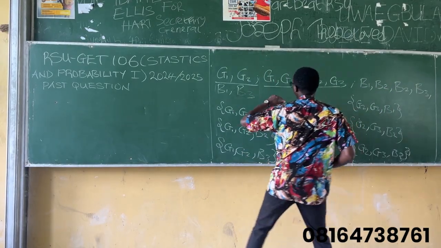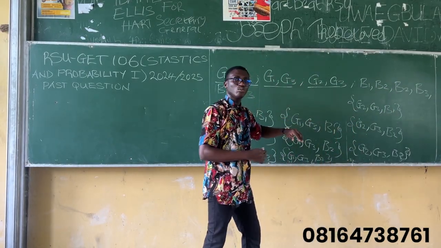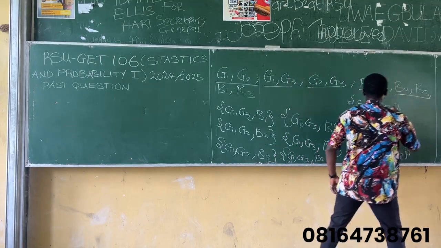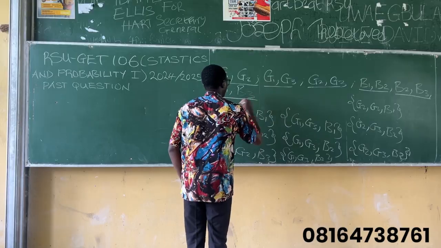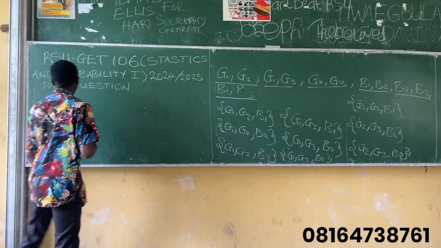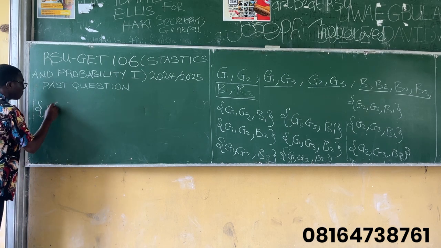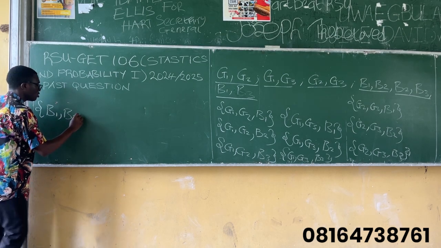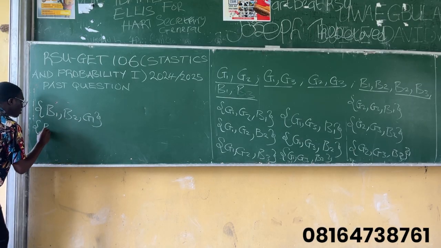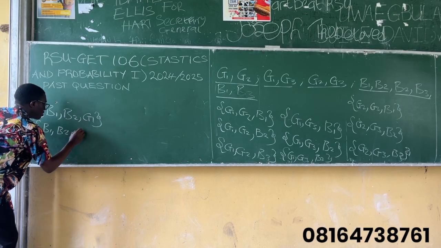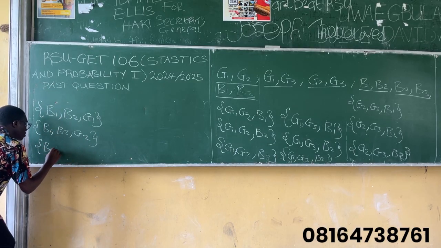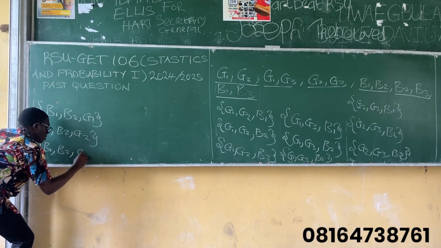Since we are done with the groups for the girls, we are going to move on to the boys. So we'll take B1, B2, B2, B3, and B1, B3, and then cycle it along G1, G2, and G3. So for the first set, we have B1, B2, G1, B1, B2, G2, and B1, B2, G3.